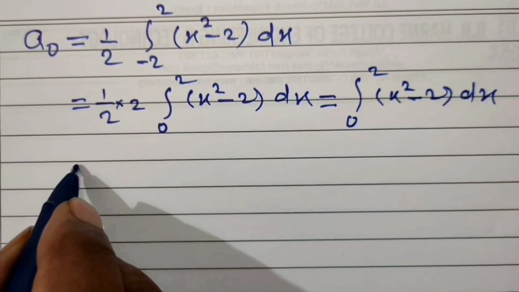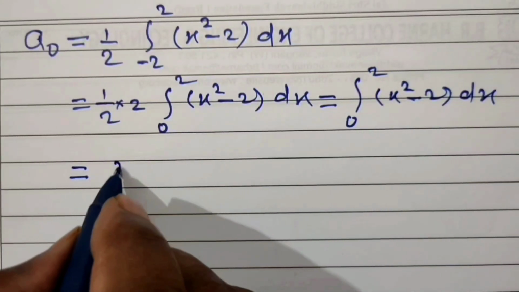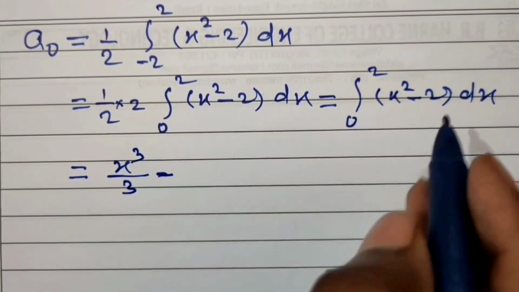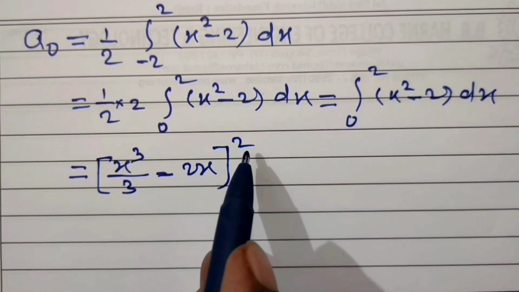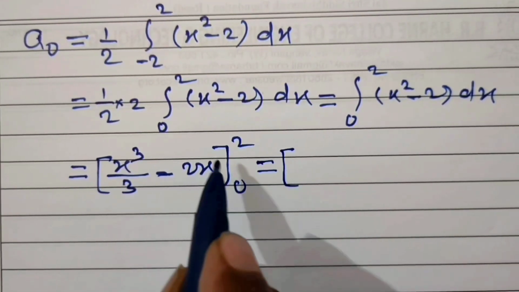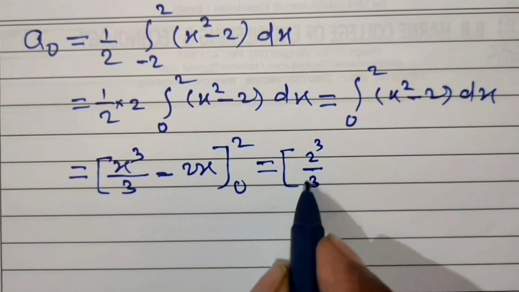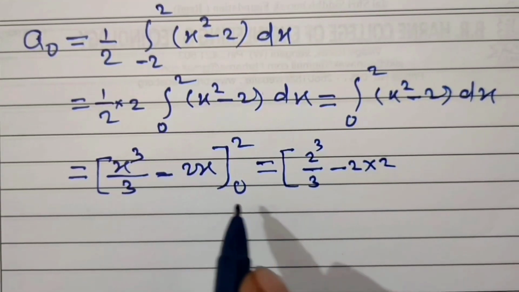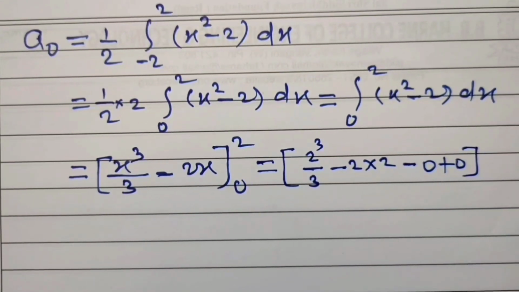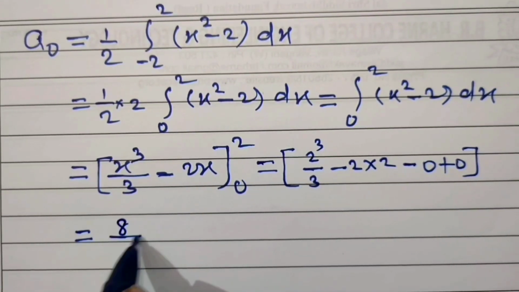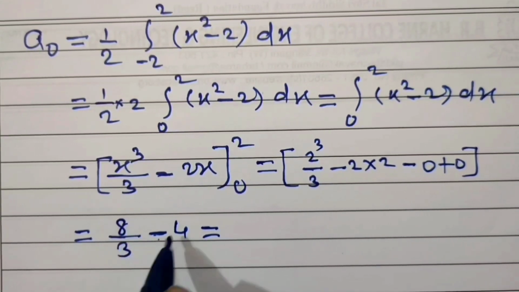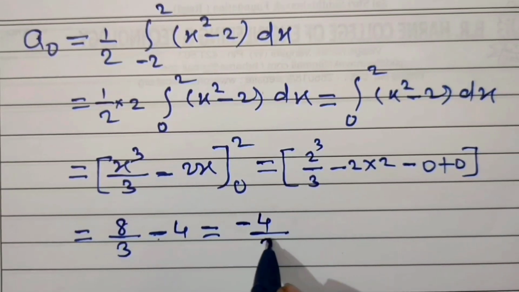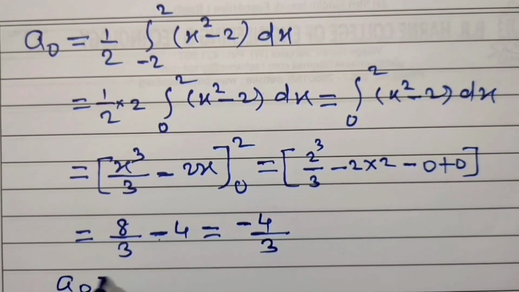So this is equal to integral of x square is x cube divided by 3 minus integral of 2 is 2x, with limits from 0 to 2. Okay. First substitute the upper limit and then substitute the lower limit. So this is equal to 2 cube divided by 3 minus 2 into 2. Now substitute the lower limit, minus 0 plus 0. Hence A0 is equal to 8 upon 3 minus 4, and this is equal to, 3 into 4 is 12, 8 minus 12, that is minus 4 divided by 3. Hence A0 is equal to minus 4 upon 3. This is the value of the first Fourier coefficient A0.